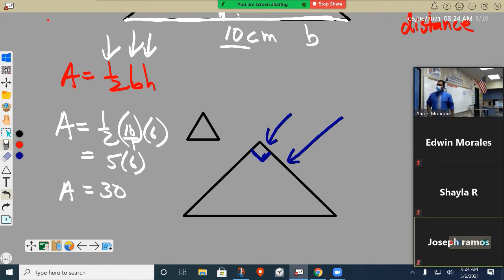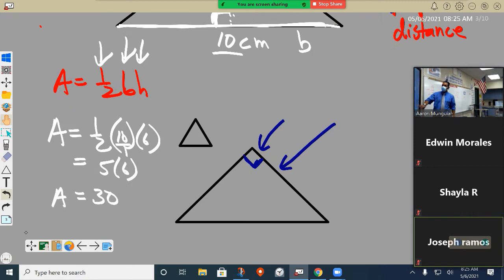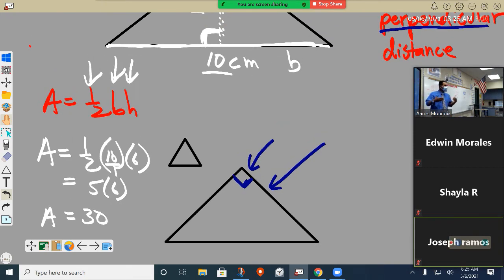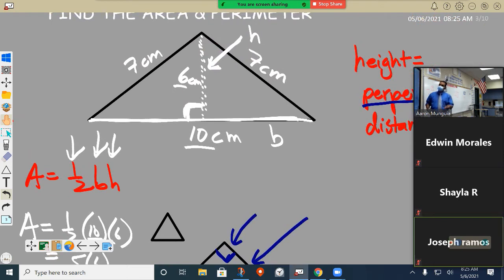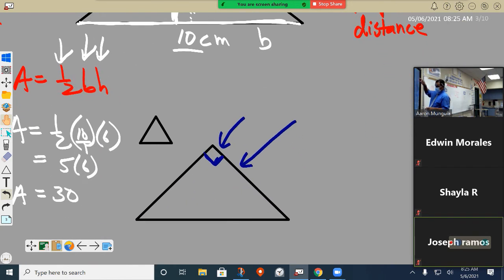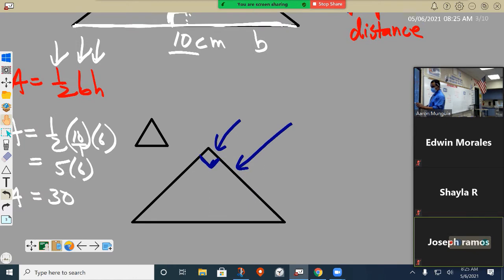So the area then, watch this now. Remember, area is two-dimensional space inside. We went over that on Monday. The space inside this triangle, right? We're dealing with the inside, the area. So what we're dealing with then is square centimeters. The area is 30 square centimeters.